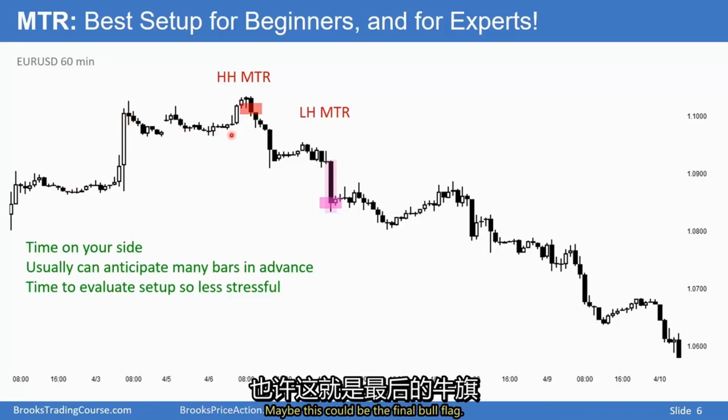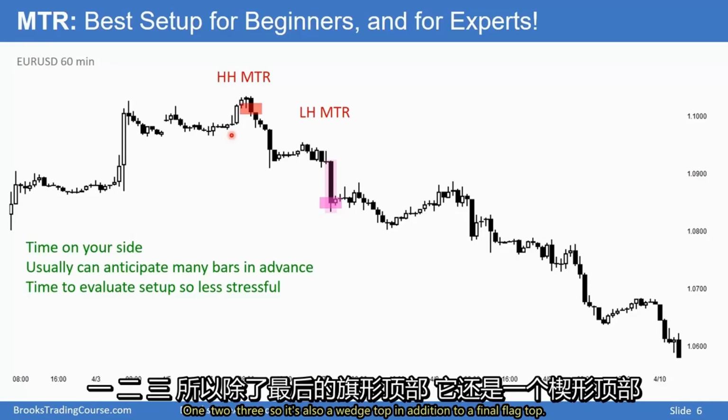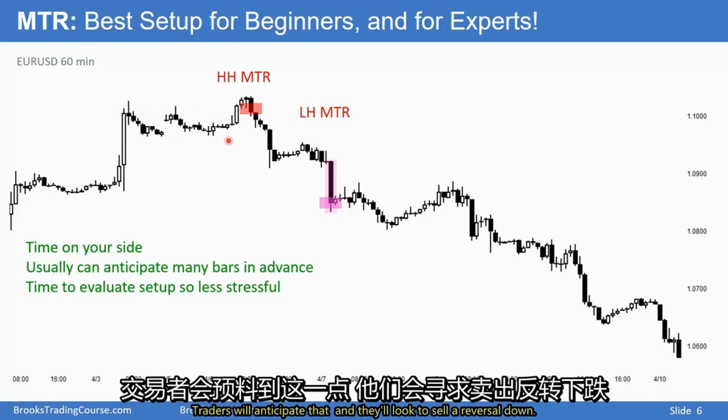Maybe this could be the final bull flag. Also, it's the third push up. 1, 2, 3. So it's also a wedge top in addition to a final flag top. Traders will anticipate that, and they'll look to sell a reversal down.